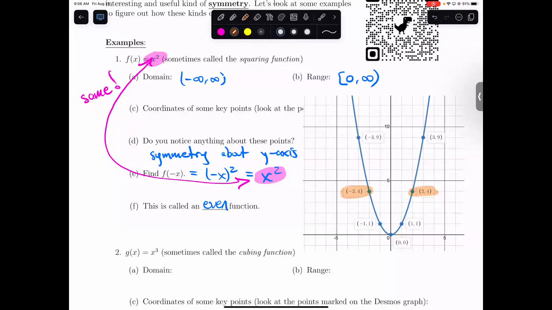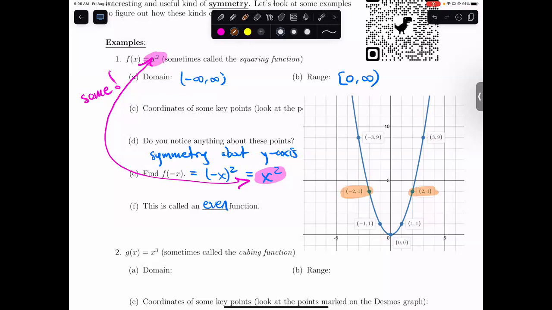In the algebra, right, in the sort of symbolic version of this, if I replace x with -x and then simplify, I get back the original function. Right, it's identical to the thing that we started with. The negative cancels because there's 2 of them in a square, and you get x squared, which is what we started with. That means the same thing, right? That's algebra saying, oh, there's y-axis symmetry going on. We call those even functions. So anything that's got y-axis symmetry like that is an even function.